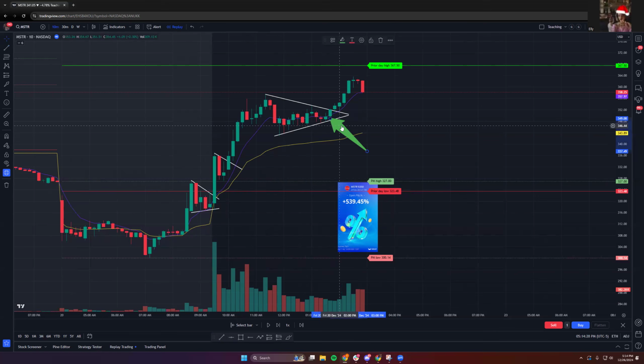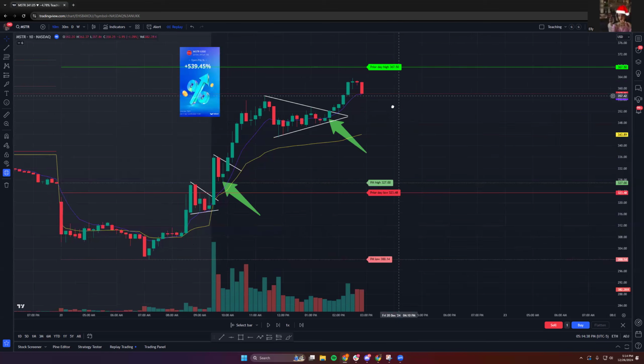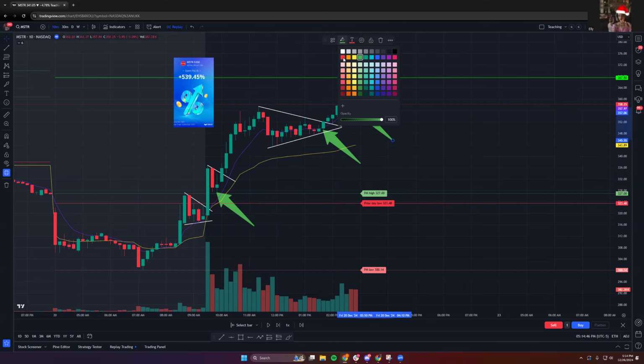Okay, so let me recap. You had two entries on here. Here's your first entry, but you missed this move. You already made your 539%. Then it flags out, it breaks out of the flag, and congratulations. So what do you do? You just hold it until the 8 EMA breaks, and that is how you trade it over and over and over again.